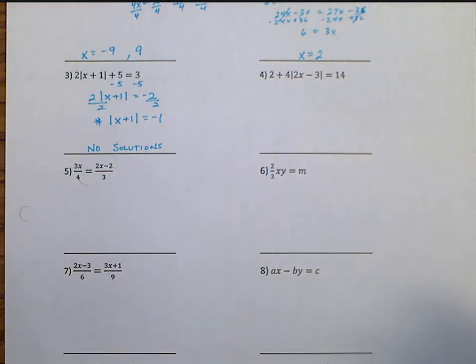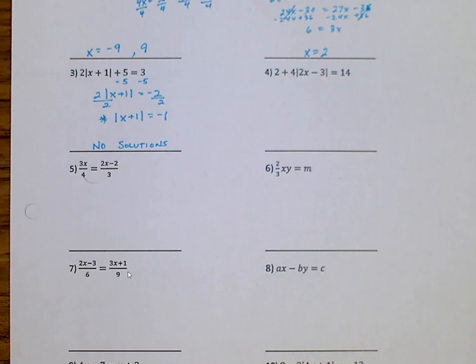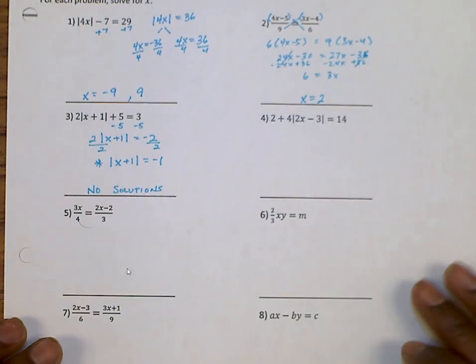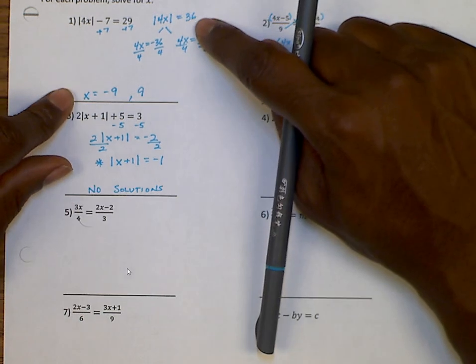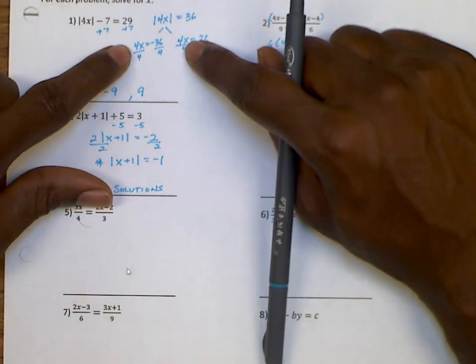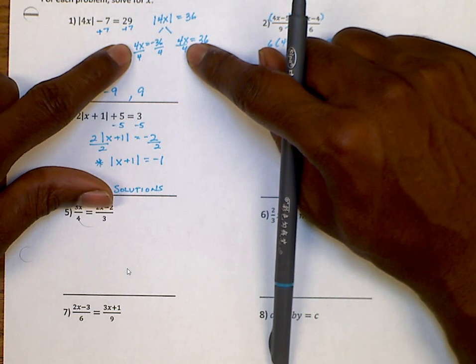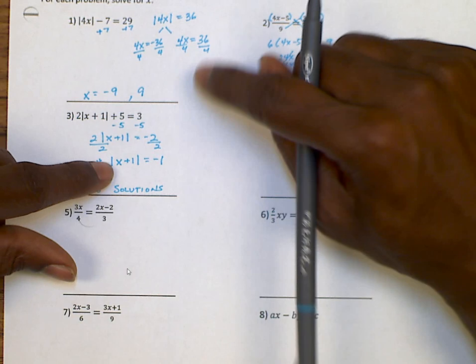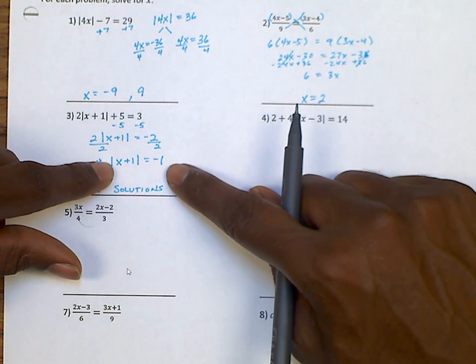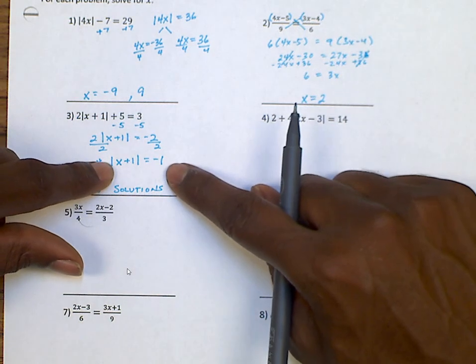Really quick, notice the difference between 1 and 3. In number 1, we had the absolute value equals a positive number, and then we dropped the absolute value to make it equal to a negative number and solve for the negative and positive. Here, we had the absolute value equal to a negative number. So once the absolute value is still here, there's no negative number that's allowed. If it equals a negative number, that's when there's no solution.